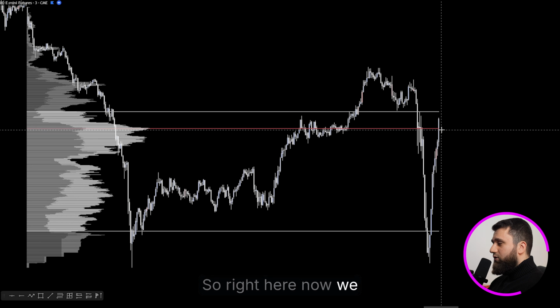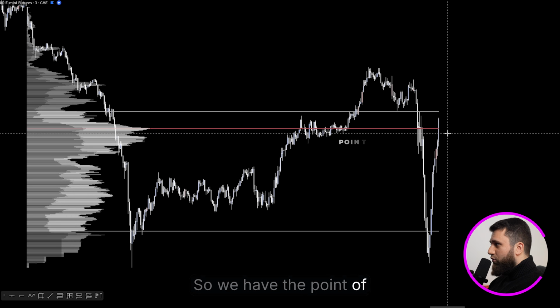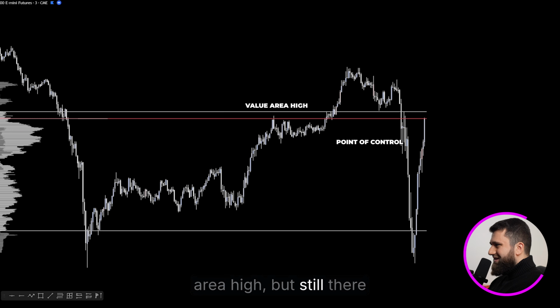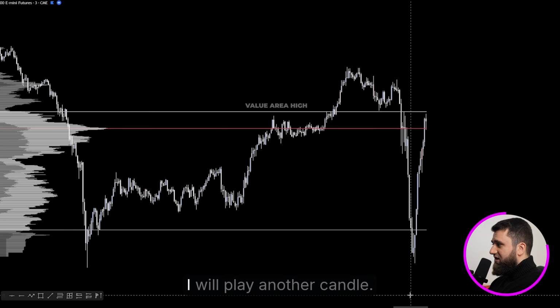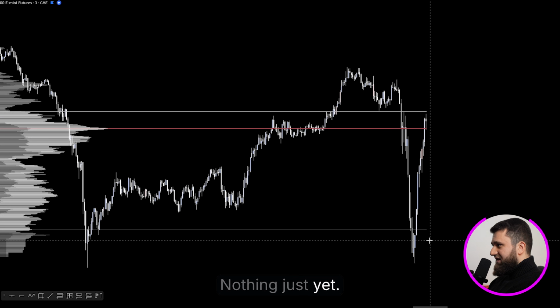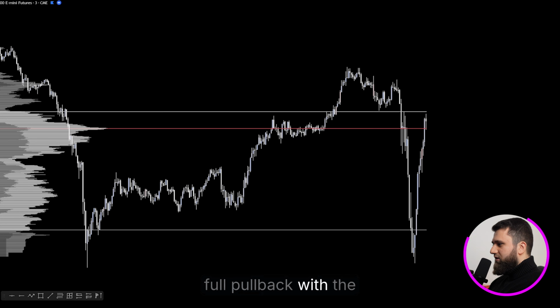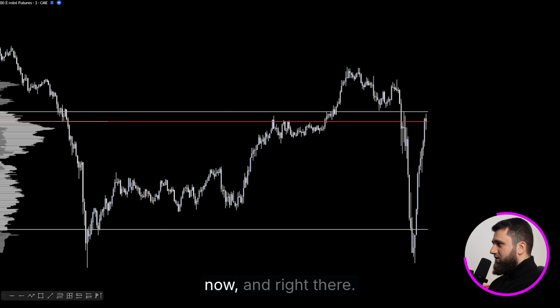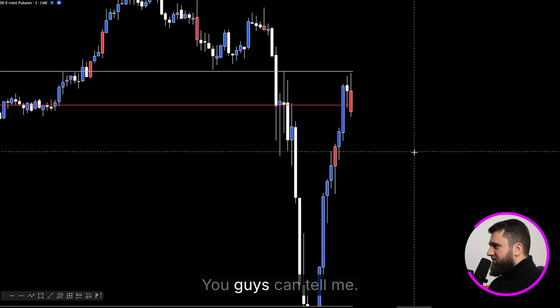So right here now we are almost at 2 levels. We have the point of control, we have the value area high, but still there is no entry for us yet. I will play another candle, nothing just yet. So we literally had a full pullback with the 10 a.m. 1 hour candle now, and right there, what is that candle, guys? You guys can tell me.